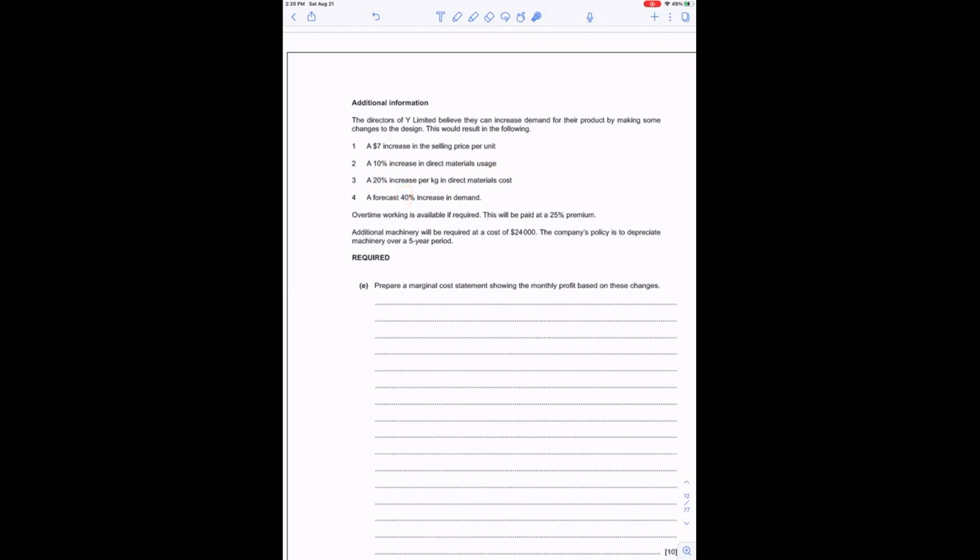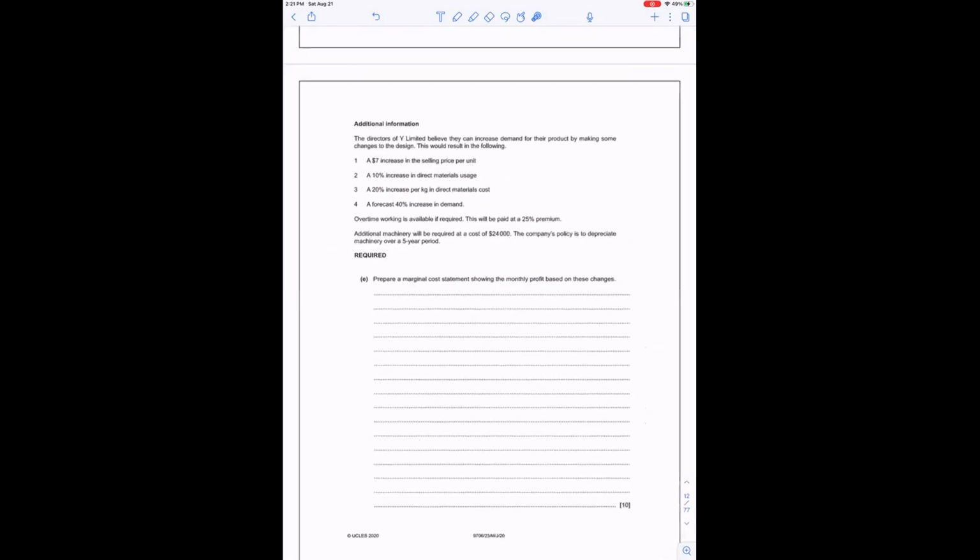Overtime working is available if required, and the laborers will be paid 25% premium. You will also need additional machinery at a cost of 24,000 extra fixed costs. Company's policy is to depreciate machinery over a 5-year period. Prepare a marginal costing statement showing monthly profit based on these changes.